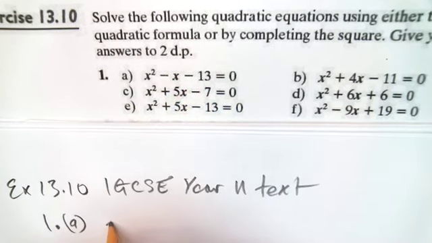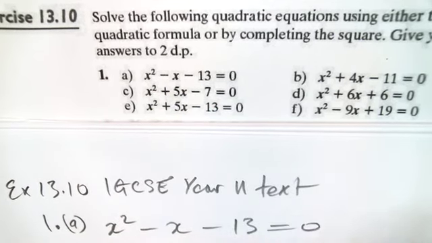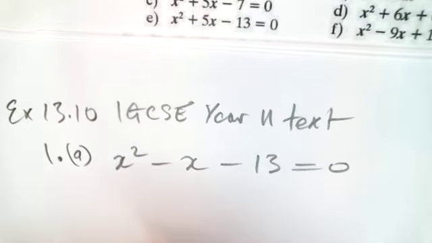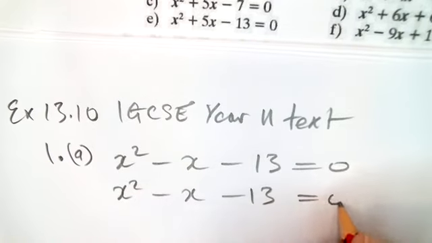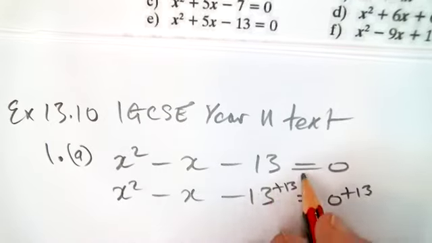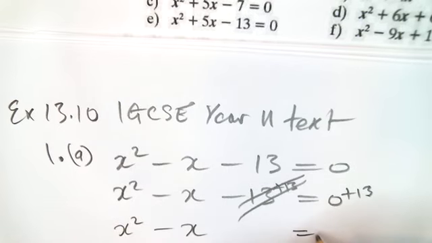We've got x squared minus x minus 13 is equal to 0. My method of doing this, I'll restate the question first of all. x squared minus x minus 13 equals 0. I'm going to add 13 to both sides. I like restating it so I can see what I've done at each stage. So I'm left now with x squared minus x, and a nice big space here.